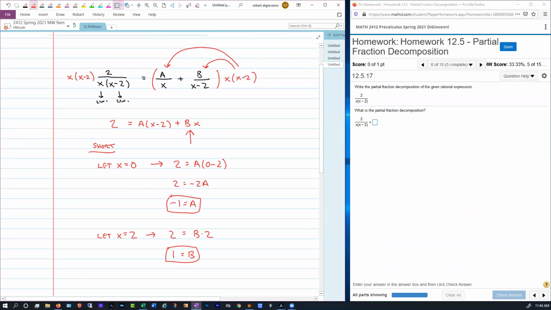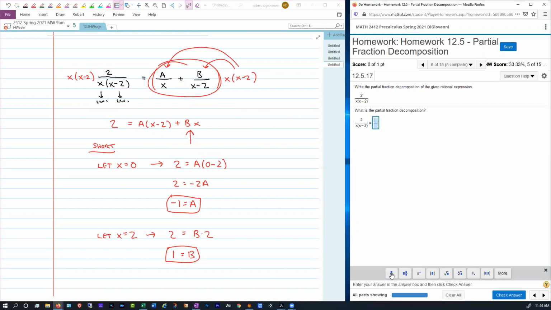So the decomposition is this expression with a replaced with negative 1 and b replaced with 1. I'm going to write that down. The fraction a is negative 1 over x, and then plus another fraction, which is b, which was 1 over x minus 2.